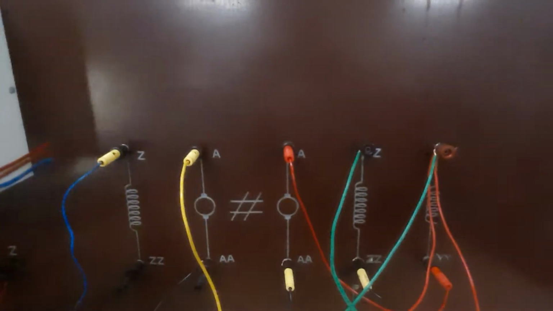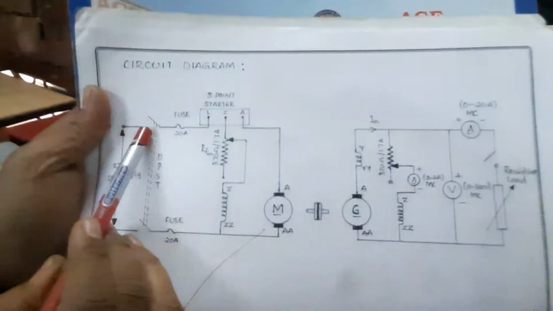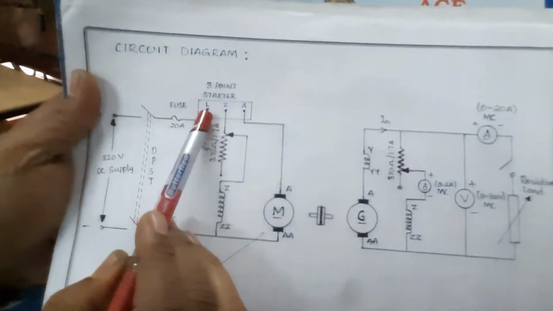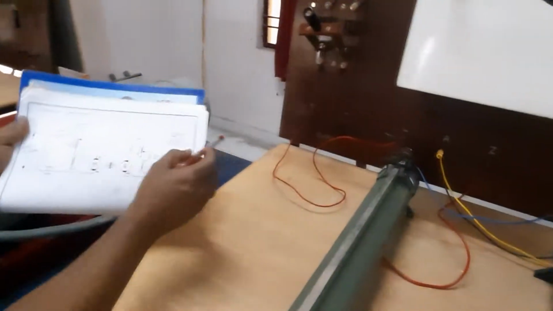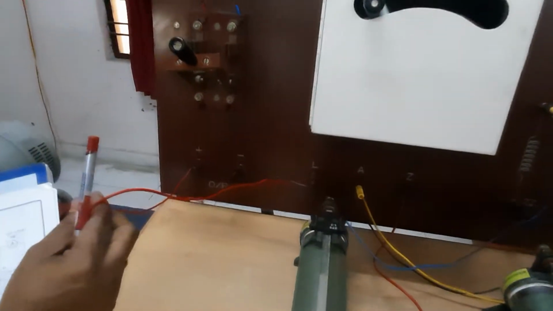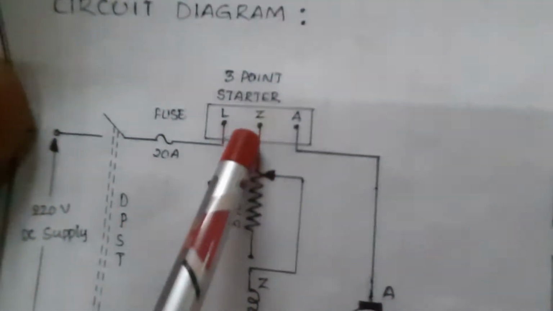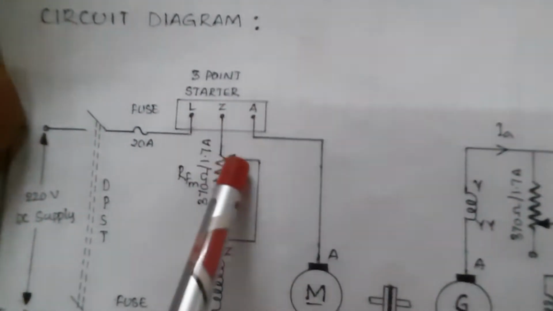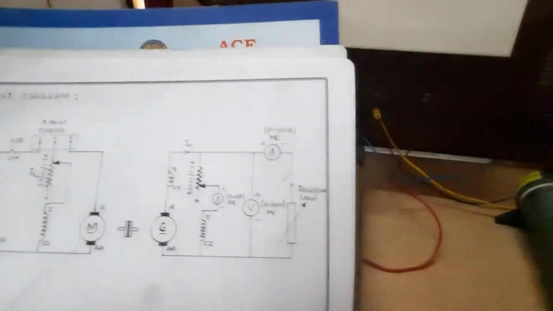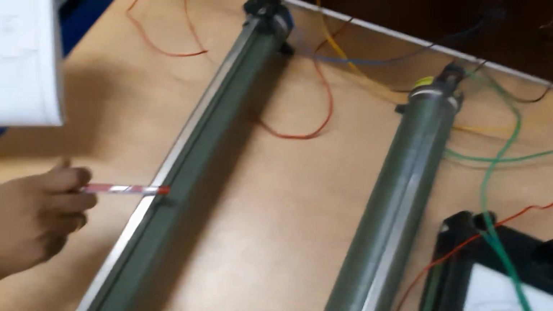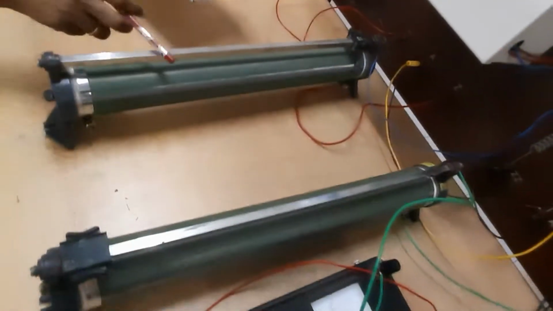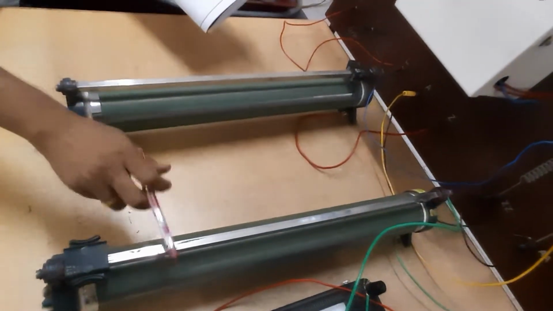Next, if you see the connection here, from the positive, one line is going to L. This is internally connected to L. I'll show you this one. This positive goes to L. Next, from Z it is going to the rheostat. Let me show you. This is the rheostat. This left one is for the motor, and this right one is for the generator.